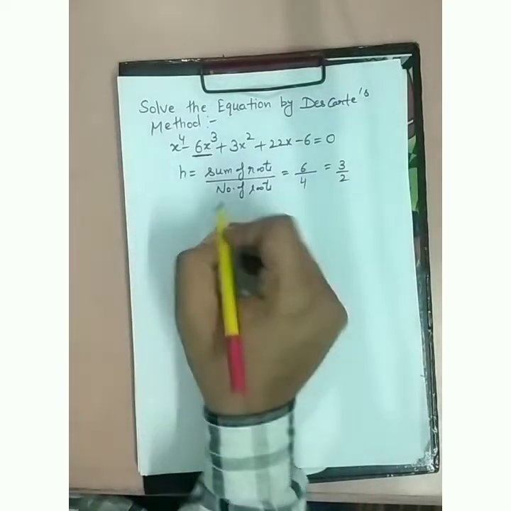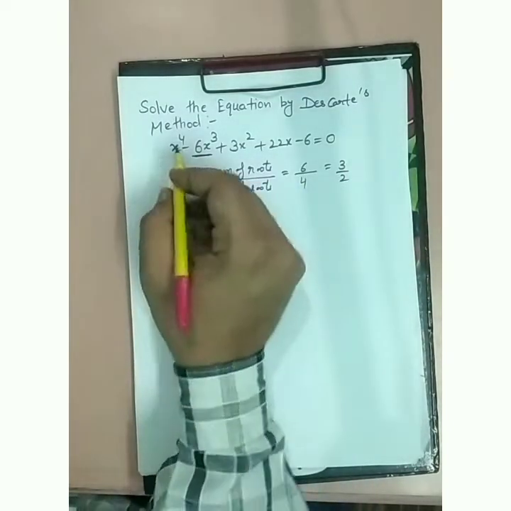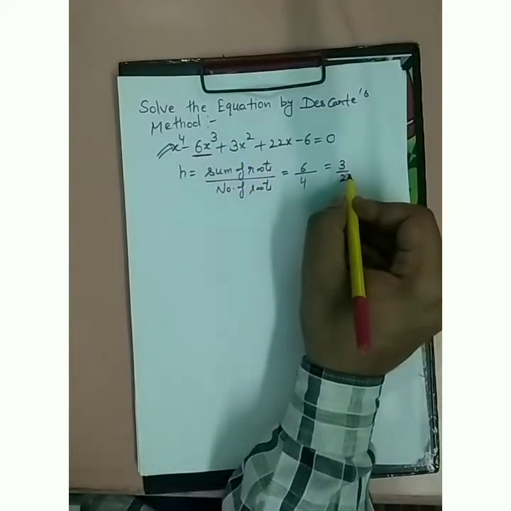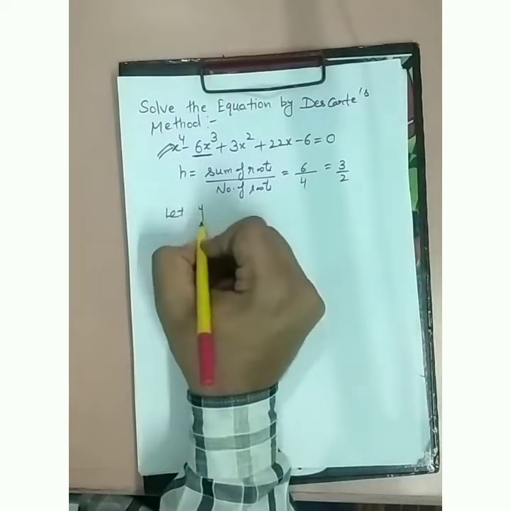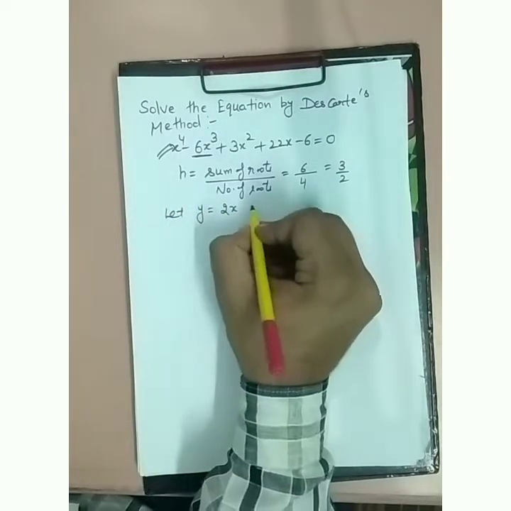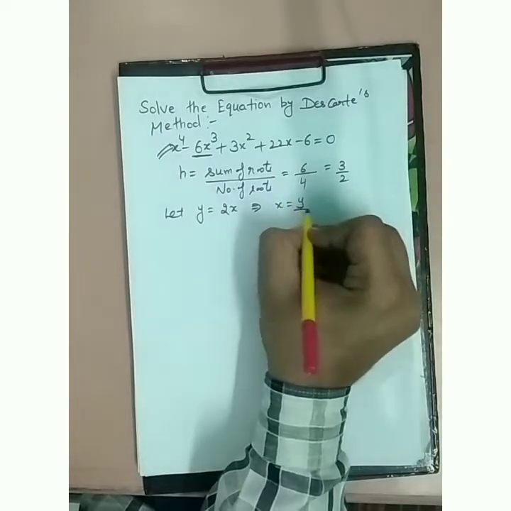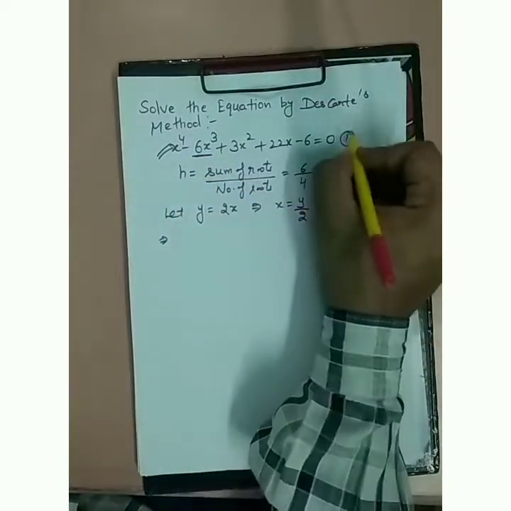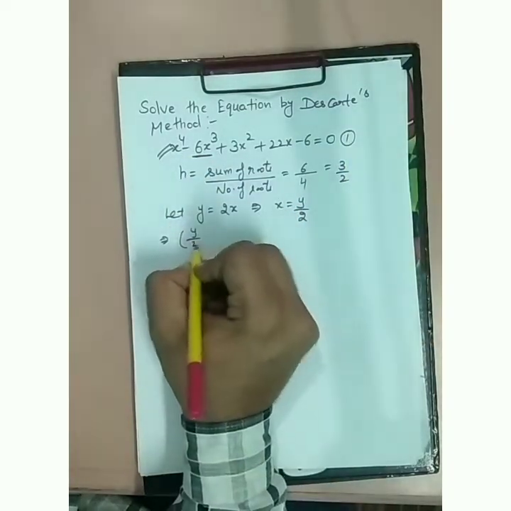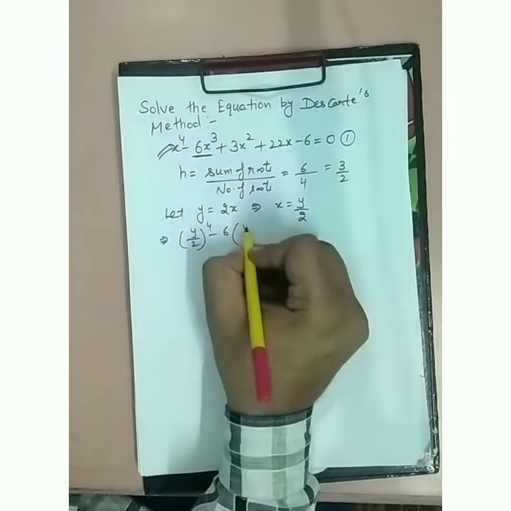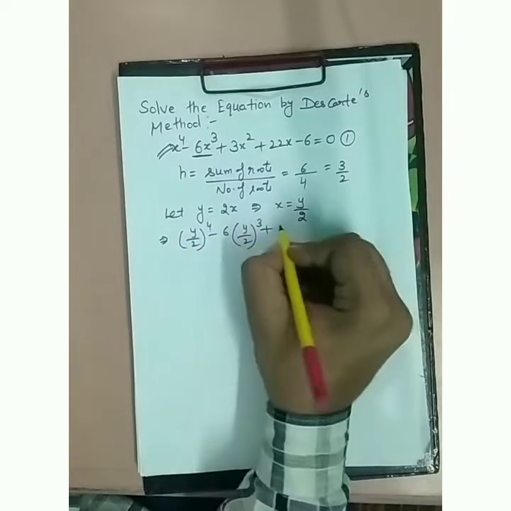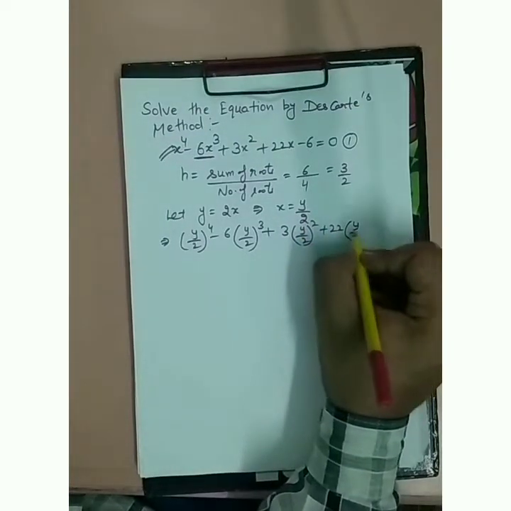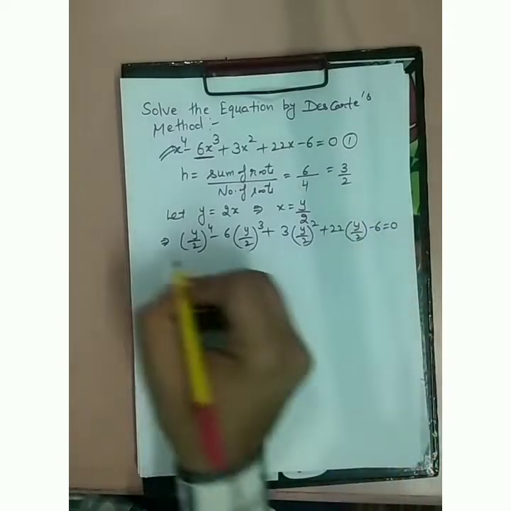For this, first of all, we have to transform this equation into another equation whose roots are multiples of 2. Let y is equal to 2x. That means x is equal to y by 2. Now substitute in equation 1, that is (y/2)^4 - 6(y/2)^3 + 3(y/2)^2 + 22(y/2) - 6 = 0.